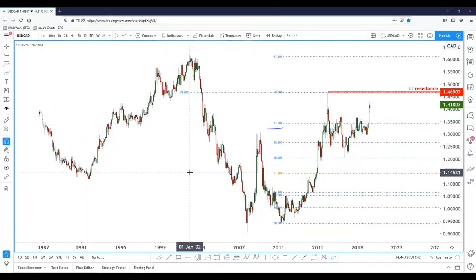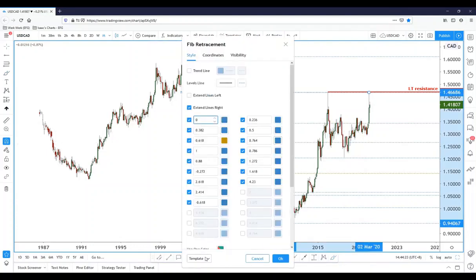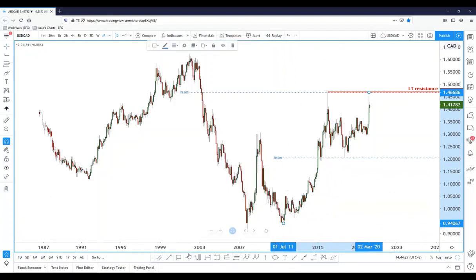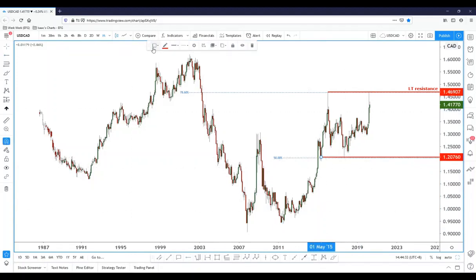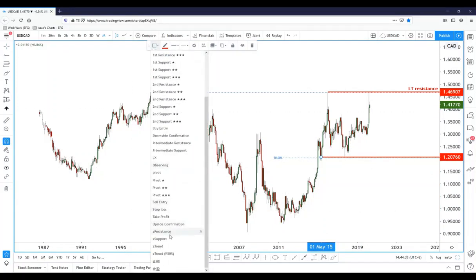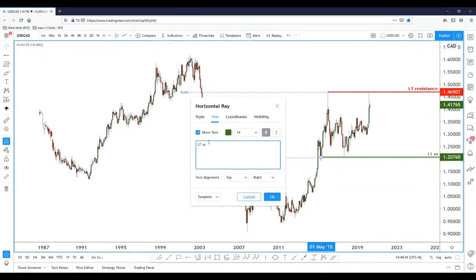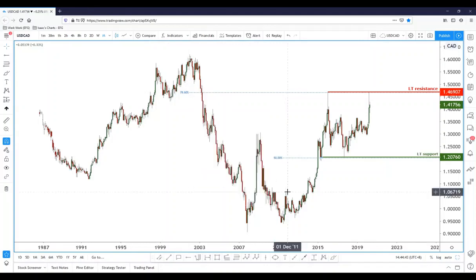So we would select the 50% Fibonacci ratio, and we can put our long-term support at this level. So let's call this our long-term support. Now that we have our long-term support and long-term resistance, let's go down to the weekly.